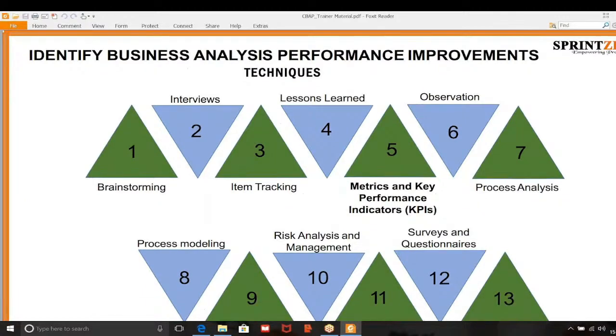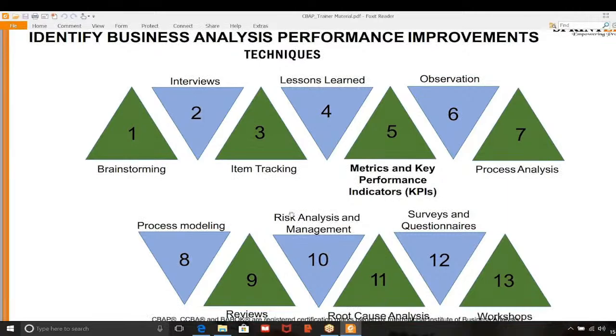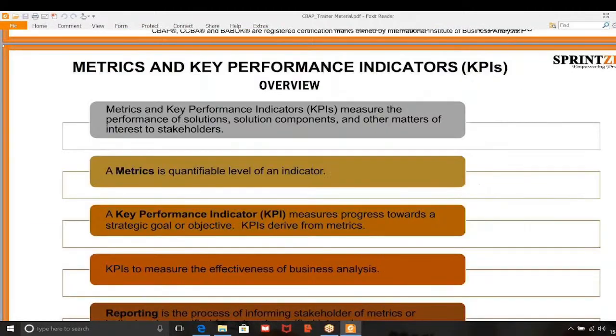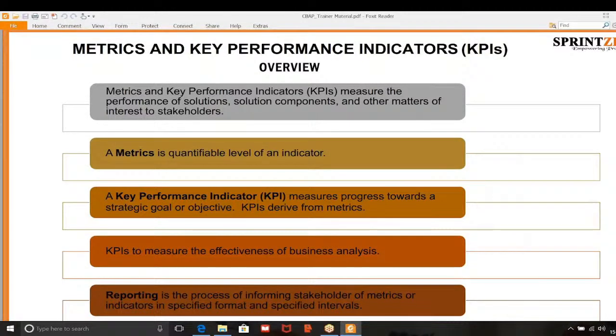So we'll move on to metrics and key performance indicators. What are metrics and KPIs? Metrics and KPIs measure the performance of solutions, solution components, and other matters of interest to stakeholders. So we have metrics and we have KPIs. What do you think is the difference between these two?